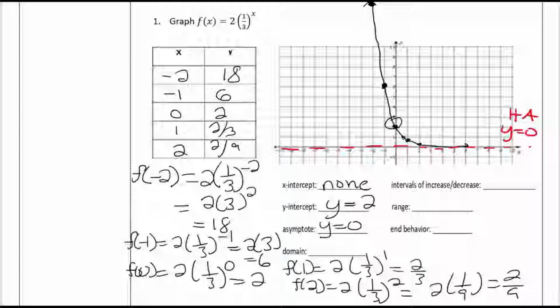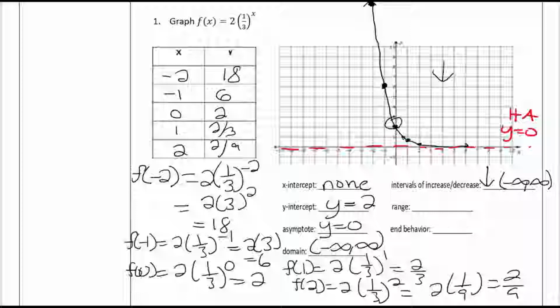The domain exists for all negative values of x and all positive values of x, so it's negative infinity to positive infinity. For intervals of increase or decrease, this function is decreasing from left to right, if you notice. That means it is decreasing from the negative side to the positive side.